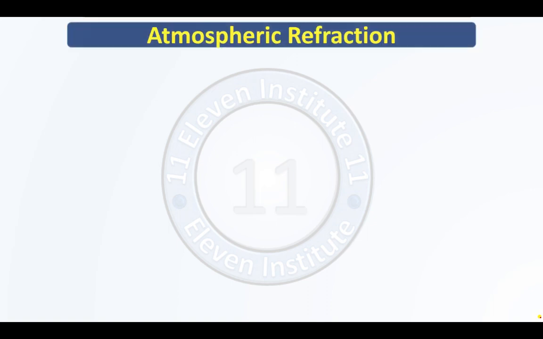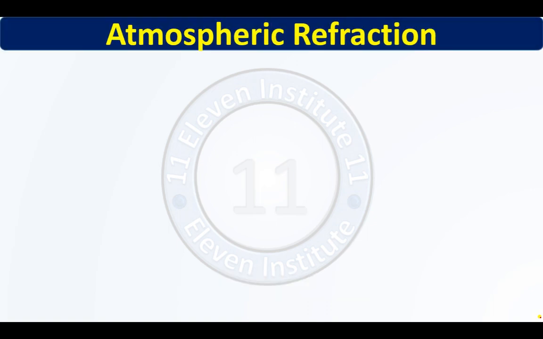In the previous video lectures, we have discussed the phenomena of light that occur due to the prism. We have seen the refraction and dispersion of light due to the glass prism, and in today's video lecture, we are going to see a new topic, atmospheric refraction. So before jumping into the topic, let us have an overview of this topic.